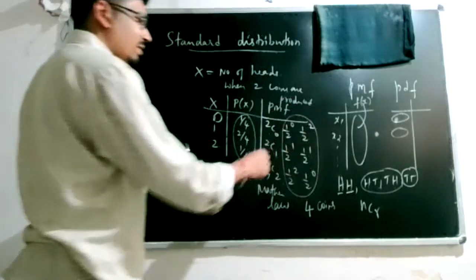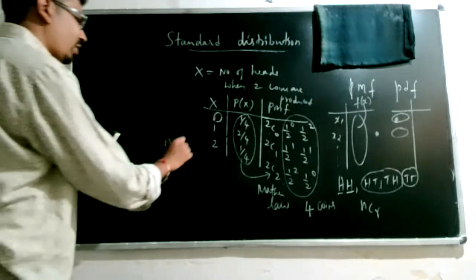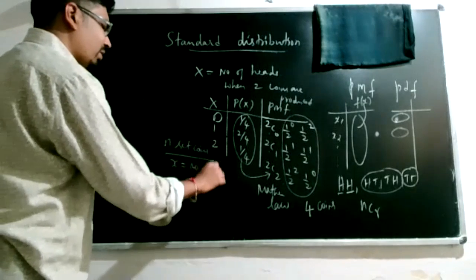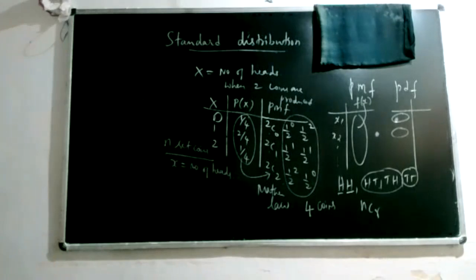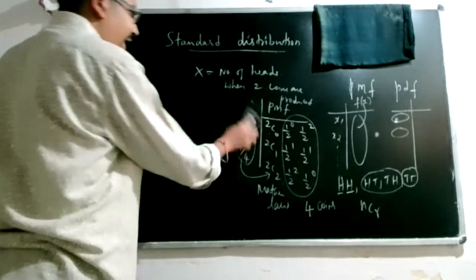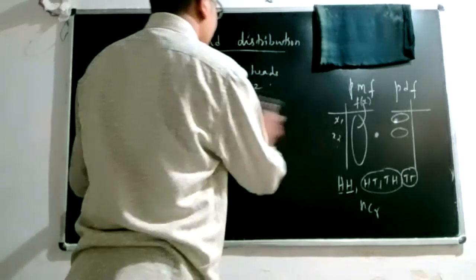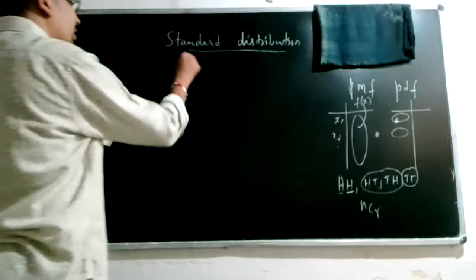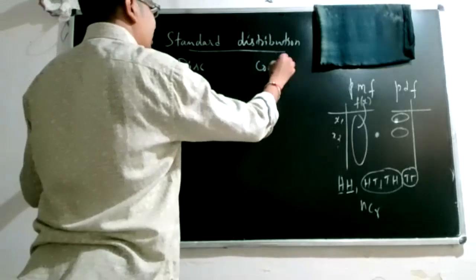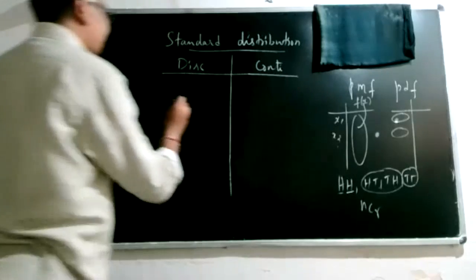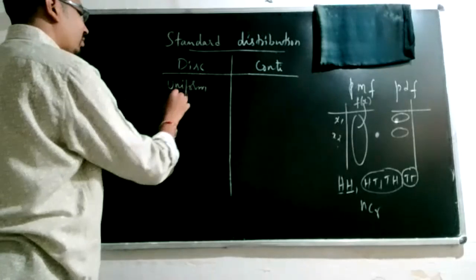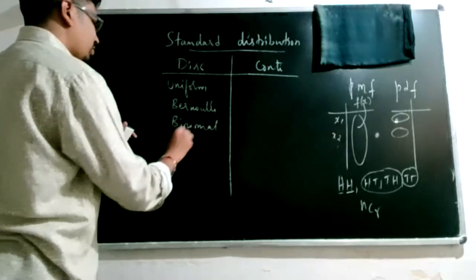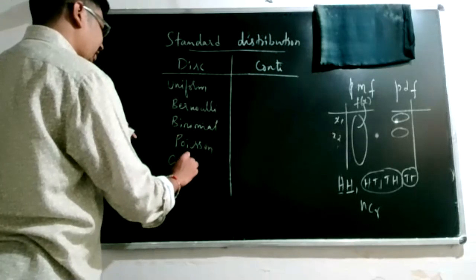You can generalize this for any number of, say, n coins, tossed simultaneously for a large number of cases, and you can say x is equal to the number of successes, or number of heads, or number of tails. So generalization of this could be done, and those distributions obtained by using the functional form of f of x are called standard distributions. You can have both discrete and continuous distributions. Now, in statistics, there are several discrete distributions, like uniform, Bernoulli, binomial, Poisson, then geometric, hypergeometric, many such cases.